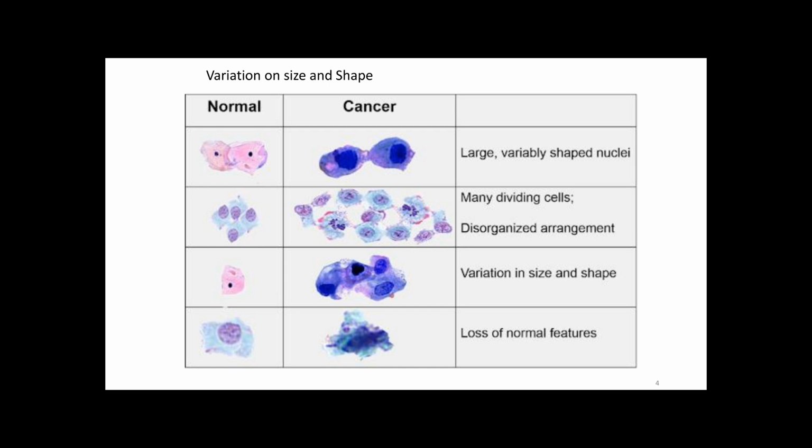Another one: many dividing cells, disorganized arrangement. So here you can see the second picture. Here, in normal cells, you can observe that the nucleus size is similar. When we consider the cytoplasm, it is almost similar, looks the same, and is organized very well. It's cluster-like, but here in cancer cells it is single.